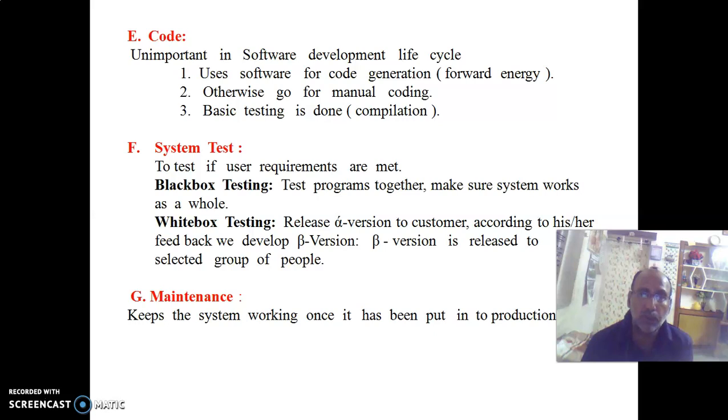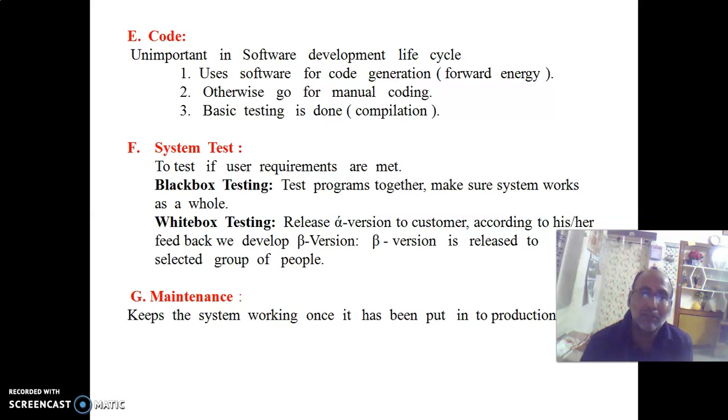Next one, code. It is important in the software development lifecycle. Use software for code generation, otherwise go for manual coding. Basic testing is done. Next one is the system test, to test if the user requirements are met.